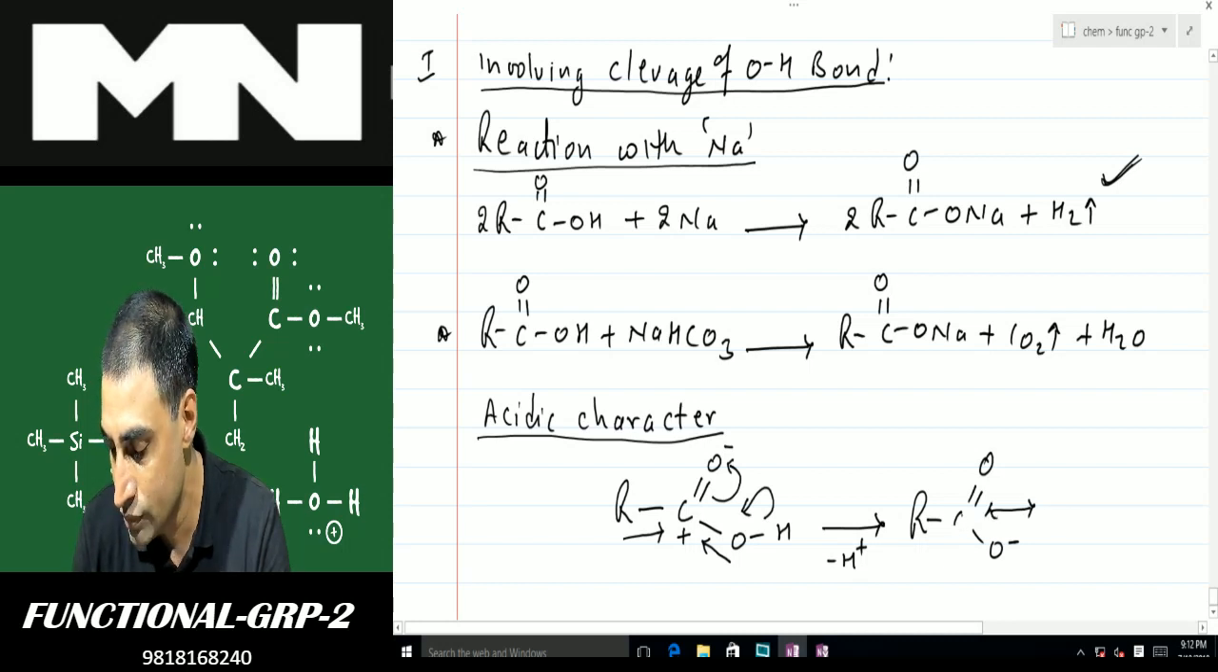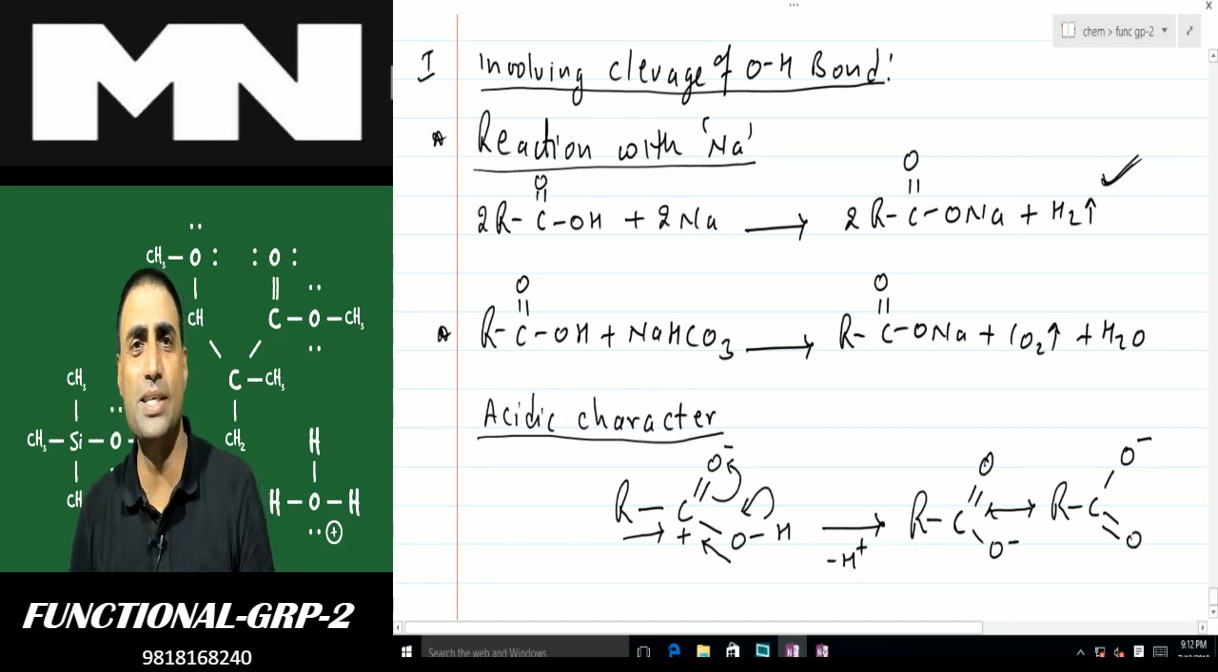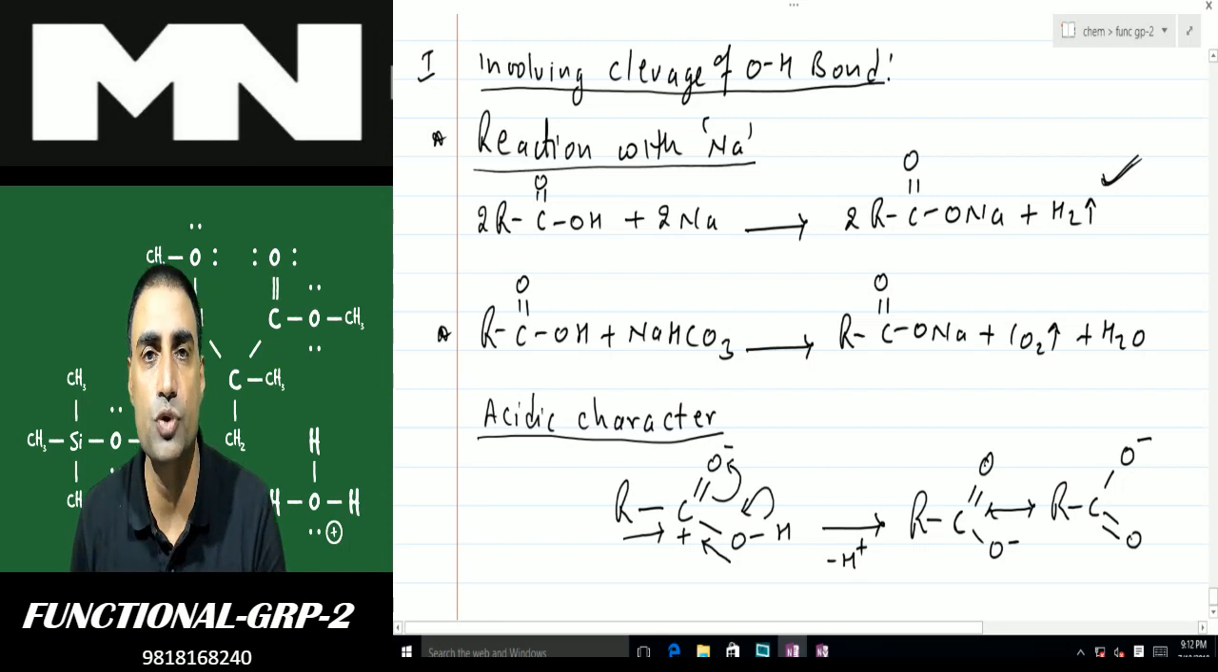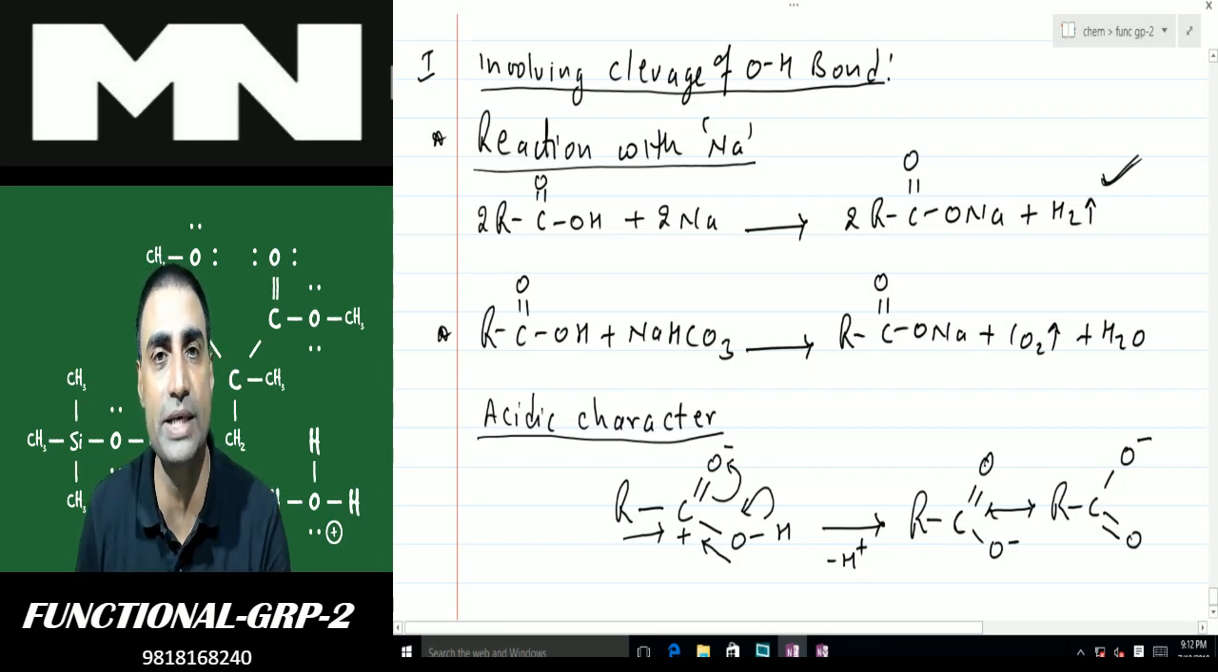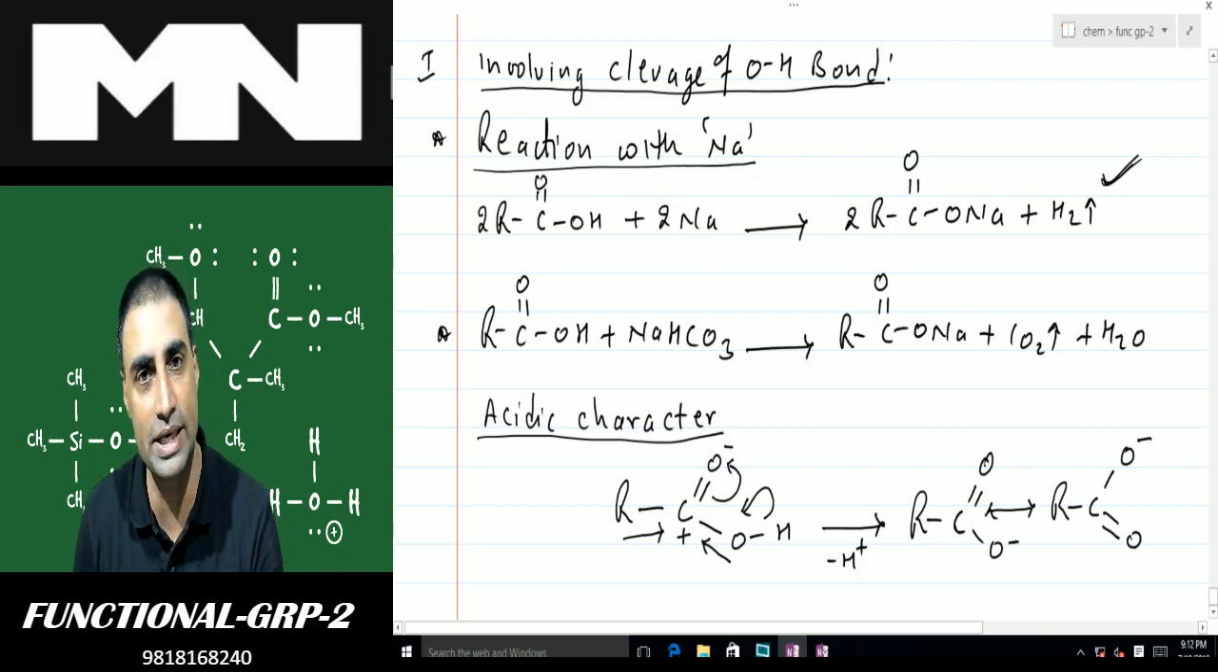And this carboxylate ion is stable due to resonance. So we have a resonating structure of this carboxylate ion like this. This double bond will keep on moving. So as compared to carboxylic acid, the carboxylate ion is more stable due to resonance. So carboxylic acids have a prominent tendency of donating H positive ion and getting converted to the more stabilized carboxylate ion. So this is how carboxylic acids exhibit their acidic character.